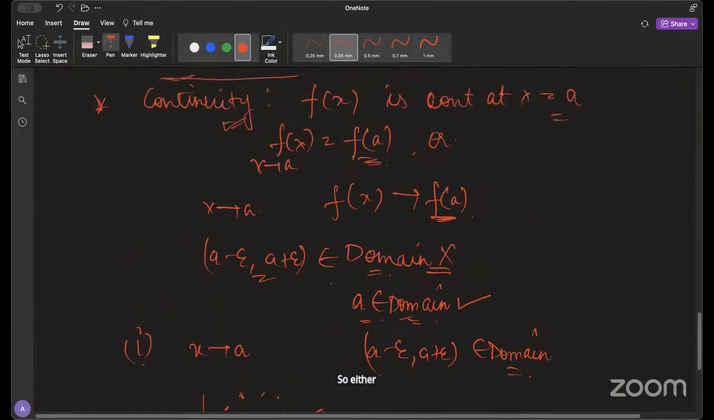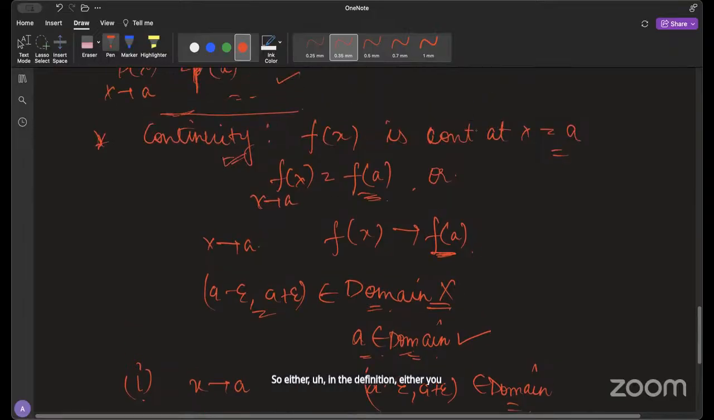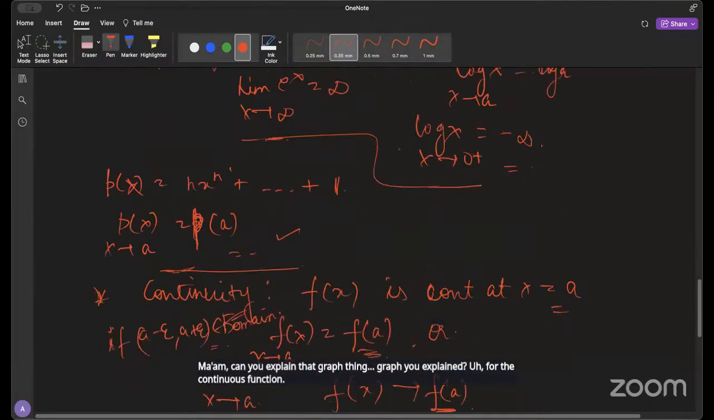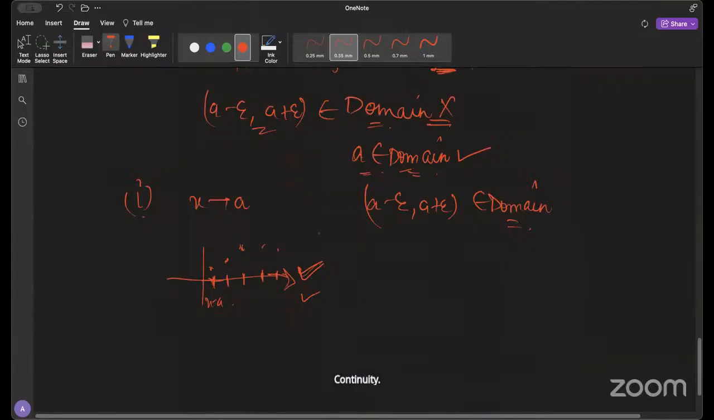So either here in the definition, you would want a minus epsilon and a plus epsilon to be in the domain for some epsilon. Is it very confusing? I just want to know if it's clear. Yes, ma'am, it's clear. Not confusing. Okay. Ma'am, can you explain that graph you explained, for the continuous function, continuity? This one, right? Yes.